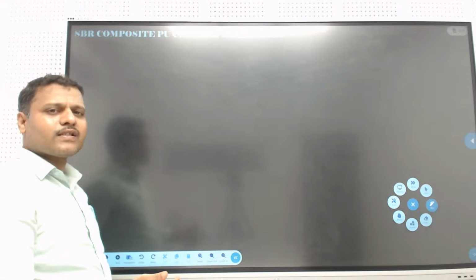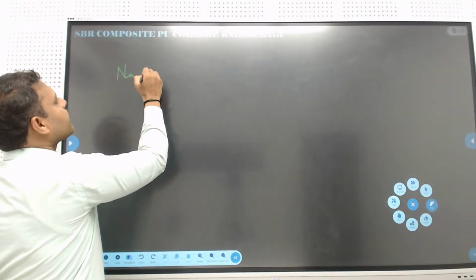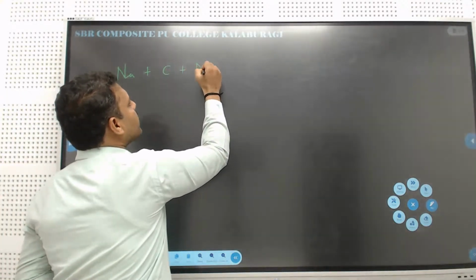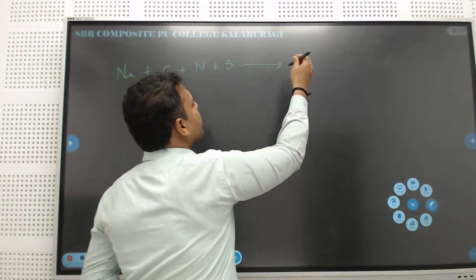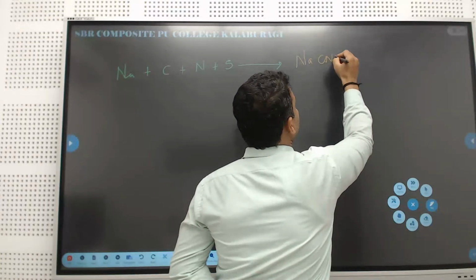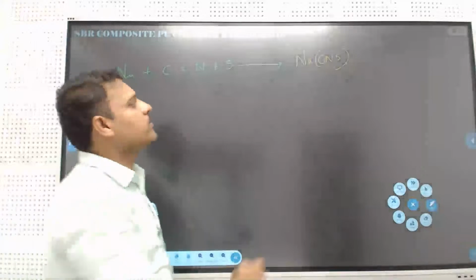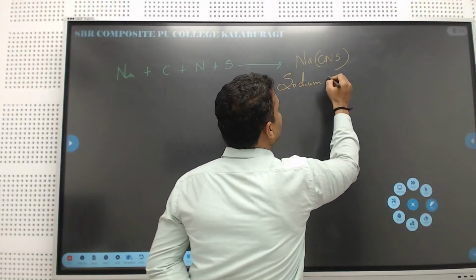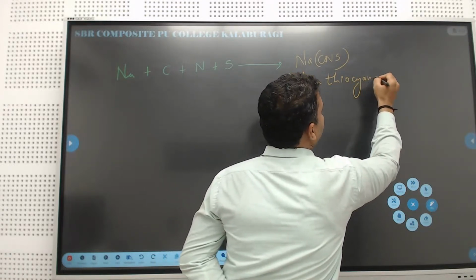Now the question arises, if the organic compound contains sulfur also, then what would be happening? If the compound contains carbon, nitrogen, and along with that sulfur, then we will be having the formation of NaCNS, which is termed as sodium thiocyanate. Sodium thiocyanate.